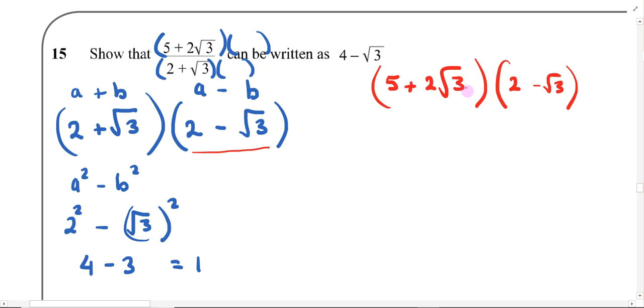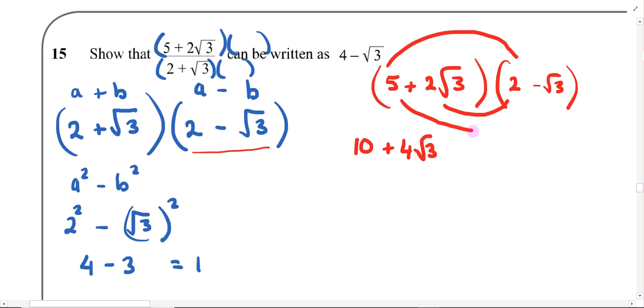Now the top's a bit harder, but we do 5 times 2, which is 10. 2 root 3 times 2 is 4 root 3, but it's actually a minus. Minus 5 root 3. And then, this is the bit people get wrong, minus 2 root 9, which is negative 6. Now we collect it all together and we get 10 minus 6, which is 4, and 4 root 3s minus 5 root 3s is minus root 3.